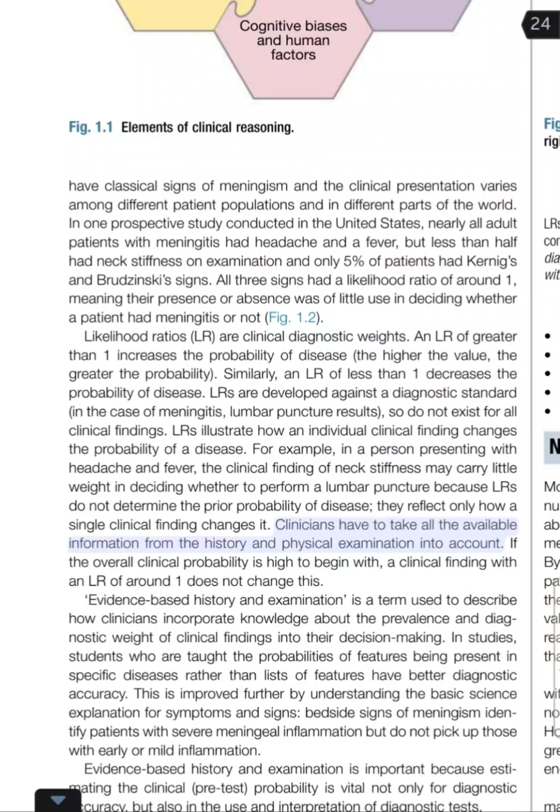Clinicians have to take all the available information from the history and physical examination into account. If the overall clinical probability is high to begin with, a clinical finding with an LR of around 1 does not change this.